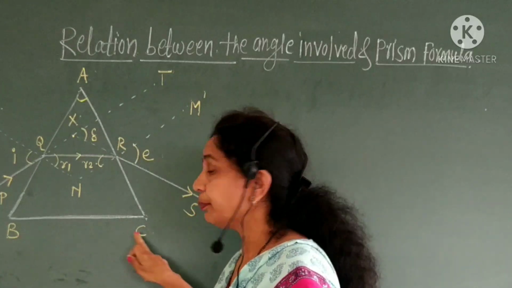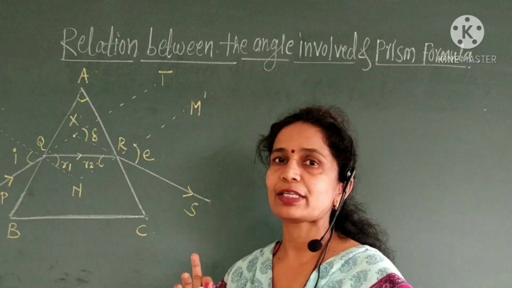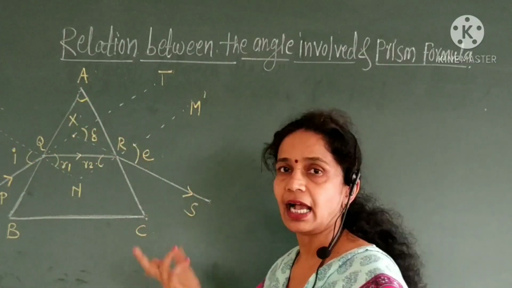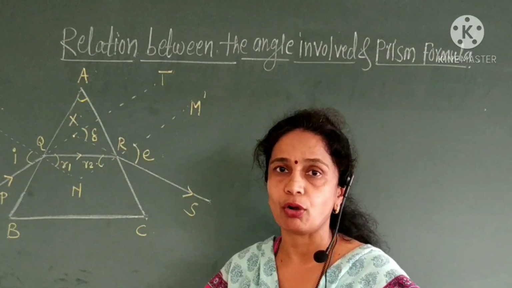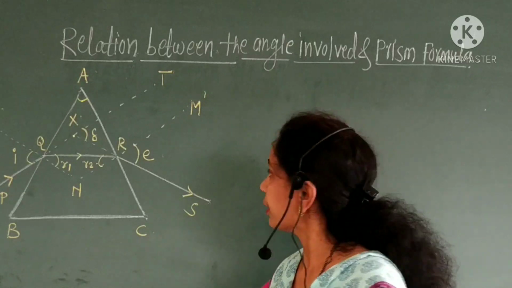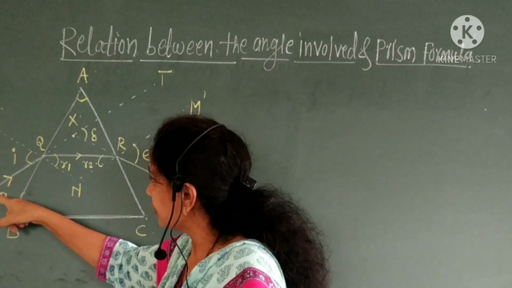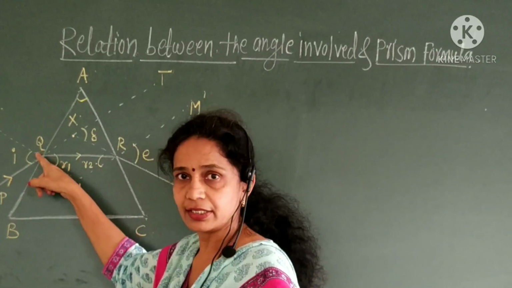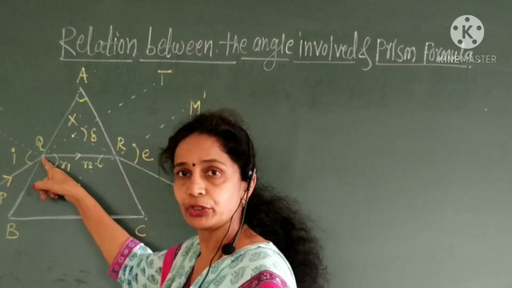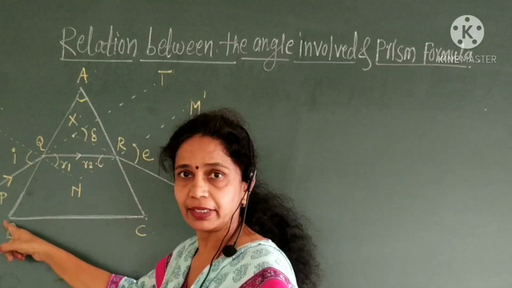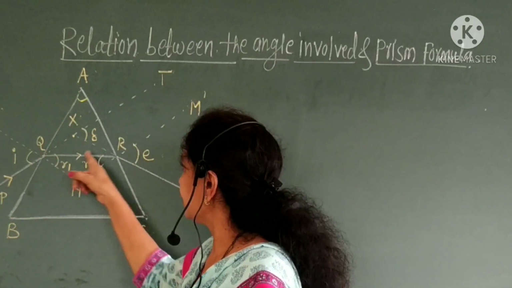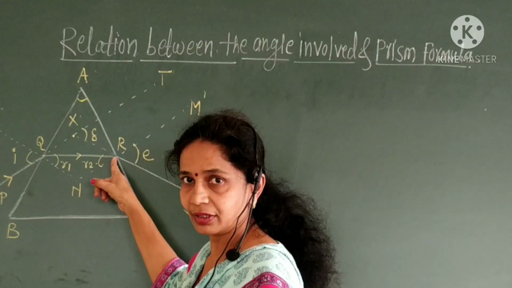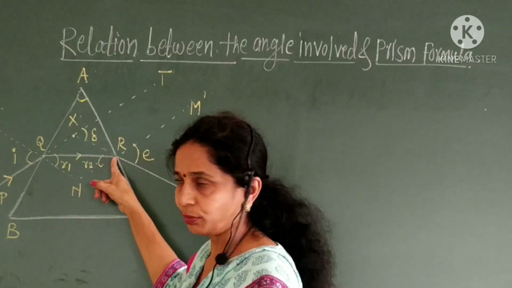What is BC? BC is the base of the prism. Okay. This AB and AC are the refracting sides of the prism. Now see this. This is the incident ray. PQ is the incident ray. It strikes at point Q on this refracting side. Then it gets refracted along QR. It bends towards the normal.